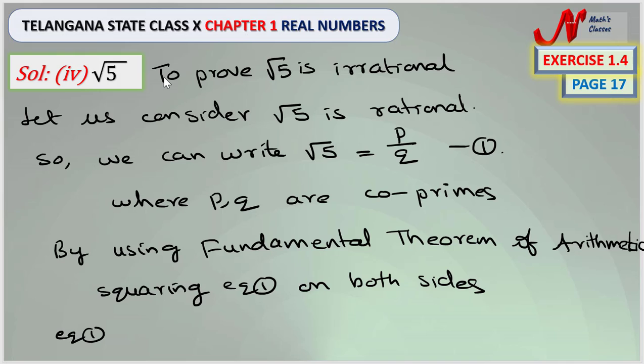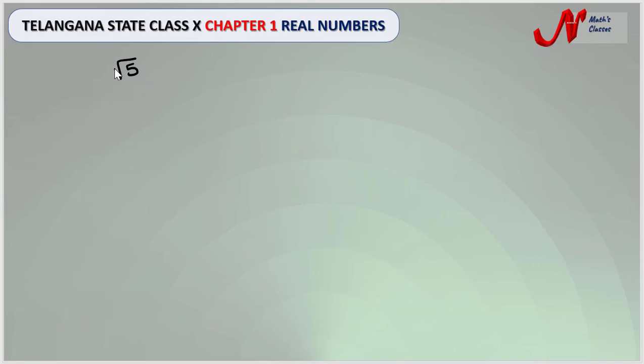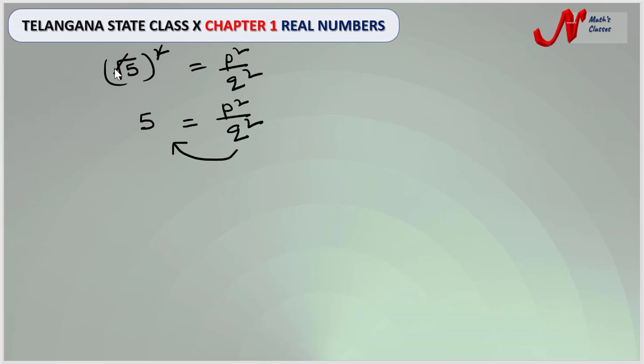So equation 1 implies root 5 whole square is equal to P by Q whole square. So the above equation can be written as root 5 whole square is equal to P square by Q square. We can cancel the square root and the square, which can be written as 5 is equal to P square by Q square. Next we transpose Q square to the LHS. So it becomes 5Q square is equal to P square. Let this be equation 2.